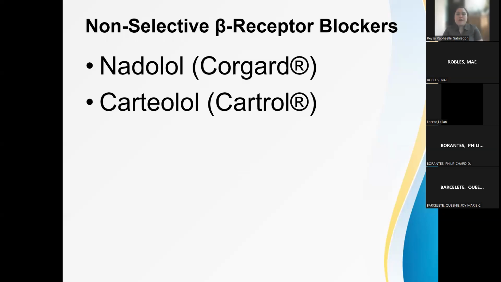Okay. How about other drugs that are non-selective? So this is aside from the propranolol ha. So isalin niyo si propranolol dito. Okay? Sige. So yung mga kasama ni propranolol na non-selective beta blockers, they can also inhibit the beta 2 receptors. Therefore, please use this with caution sa mga patients with asthma or with COPD. So again, we have propranolol and then nadolol and carteolol. So syempre, these are their brand names.